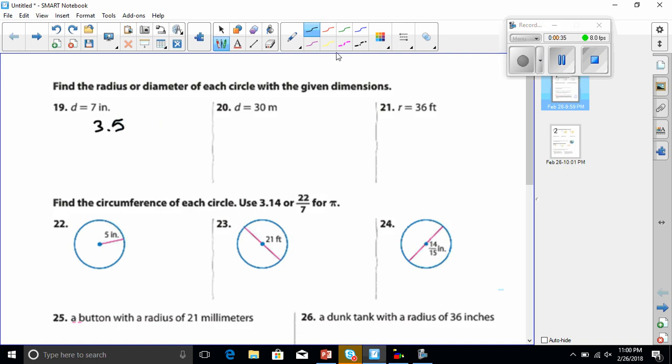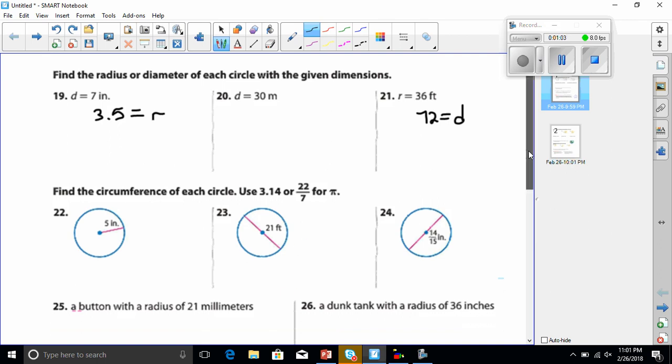And I'm going to go ahead and look at number 21 next. We have r equals 36. If the radius is 36 and that's half of the diameter, that means that's going to be 72 equals the diameter. I'm sorry, this was equals the radius. All right, and let's go to number 23.